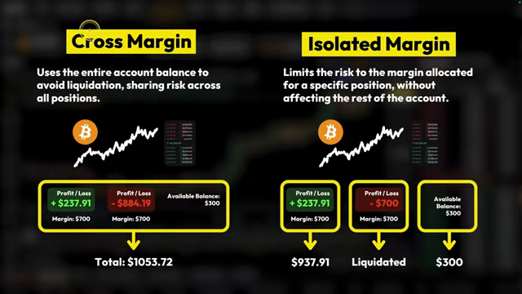Now we have two different modes that we can use, cross or isolated. With a cross margin, you are basically using your entire account balance to avoid any liquidation. So you're sharing your risk across all positions.